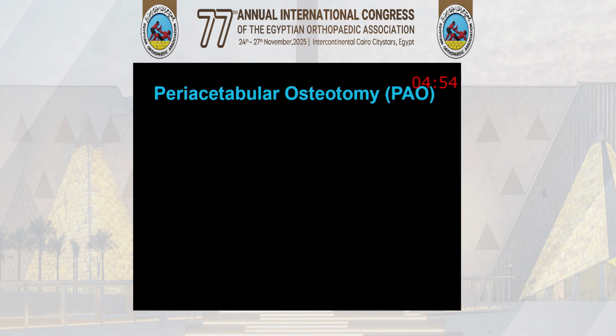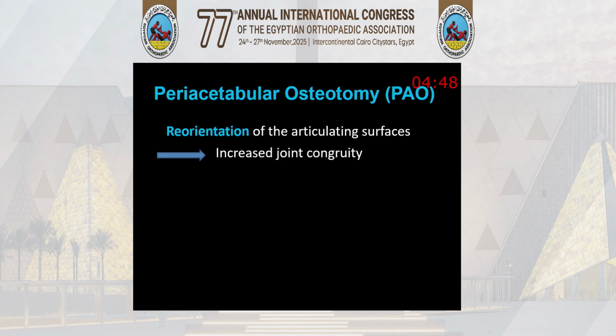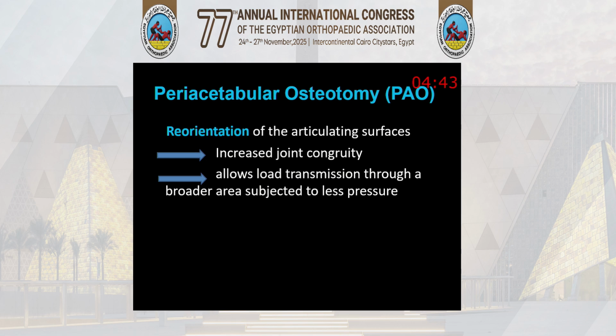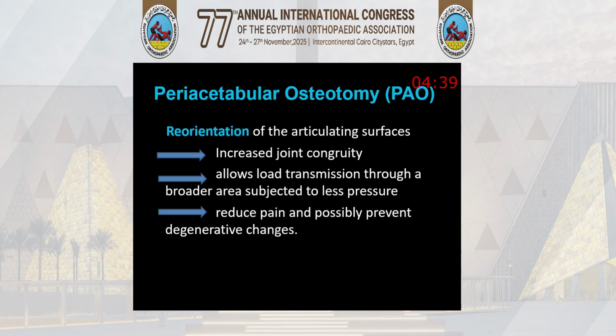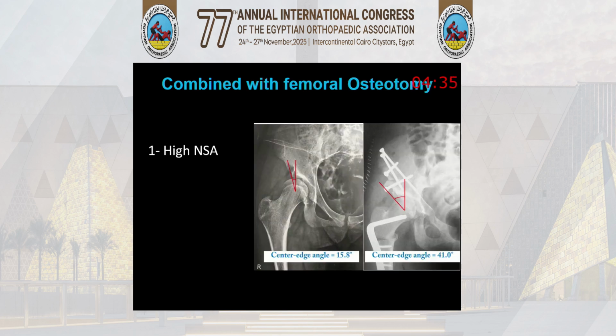Periacetabular osteotomy, PAO, is the treatment of choice for hip dysplasia. The rationale is the reorientation of the articulating surfaces, thus increasing the joint congruity, so allowing load transmission through a wider area, decreasing the contact pressure, so possibly reducing pain and possibly reverting the degenerative change.